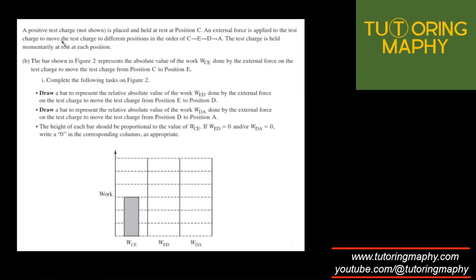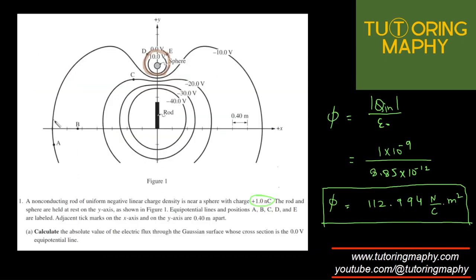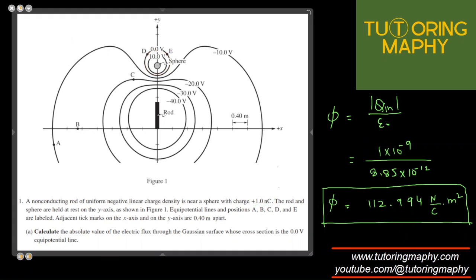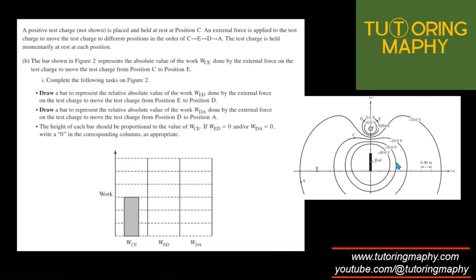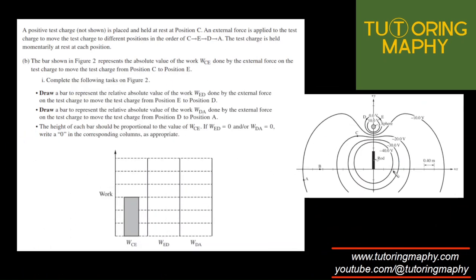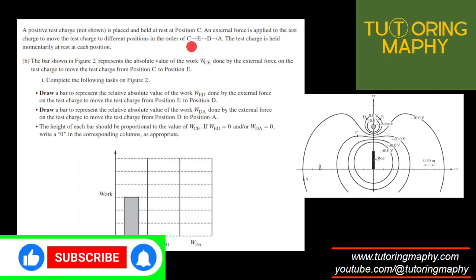The next one says that a positive test charge, not shown, is placed and held at position C. So I think I'm going to need that figure once again. Let me borrow that real quick. Okay. So we have a test charge at C here. That test charge is positive, and it is moved to different positions in this particular fashion: C to E, E to D, and then D to A.